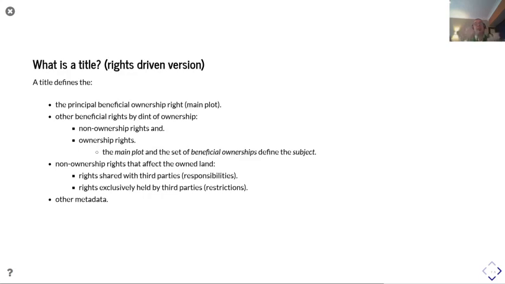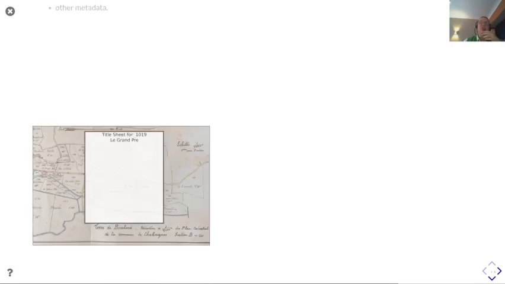This set of ownership rights, the main plot, and any beneficial ownership defines what we will call the subjects. And then any non-ownership rights that affect the owned land, i.e. rights that are shared with third parties, that become responsibilities, and rights that are exclusively held by third parties, which become restrictions, and then any other metadata. So essentially it's saying the same thing. I'm just reframing the concepts in terms of data and data relationships.